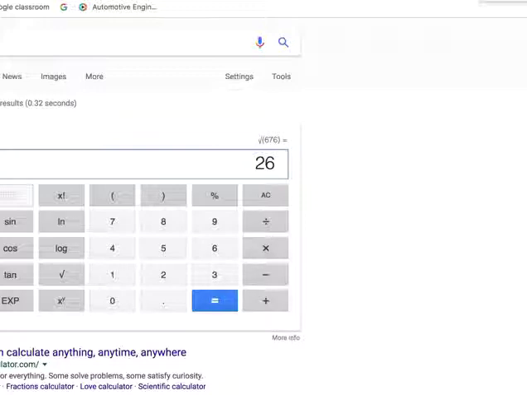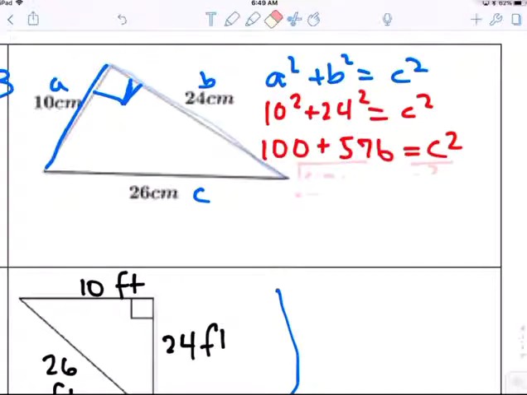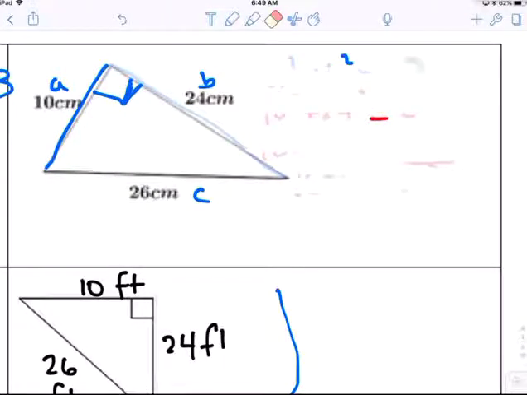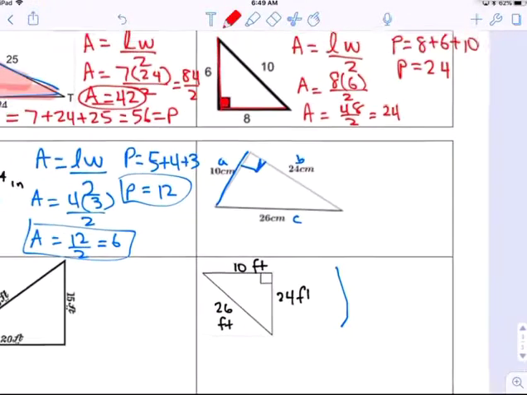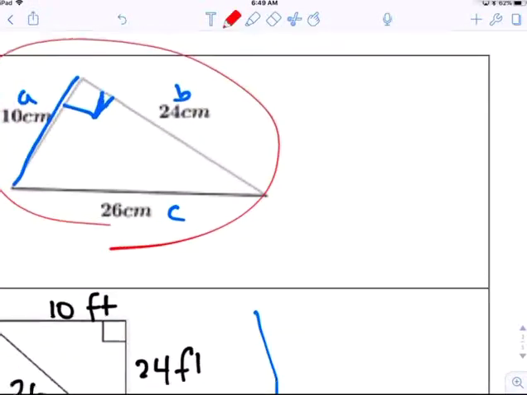Why am I doing this? Sorry, didn't mean to do that. Wrong. I'm supposed to find perimeter and area only. Don't do the Pythagorean theorem, because all the numbers are here already. No numbers are missing. Do not do the Pythagorean theorem. All the numbers are here already.